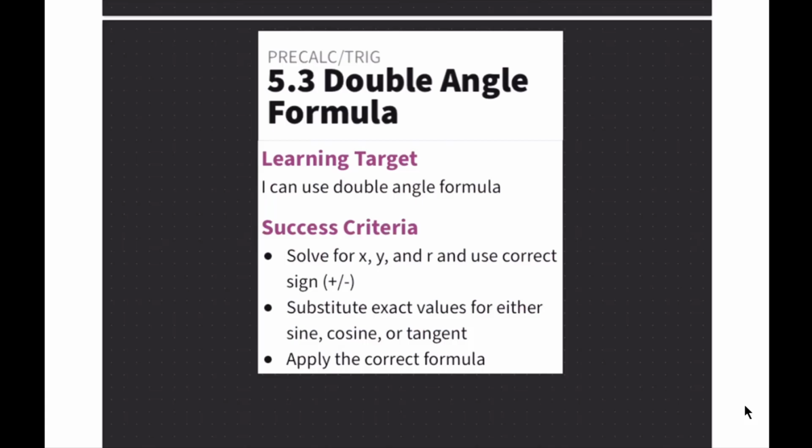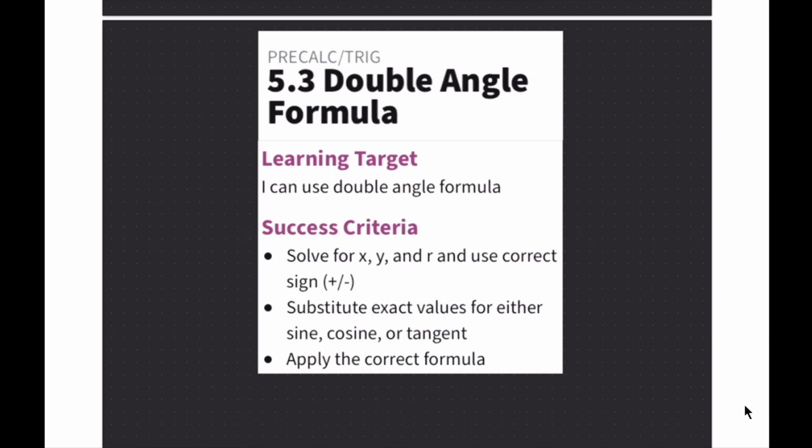Today we're going to look at our first half of section 5.3, which is the double angle formula. The second half has to do with half angle formulas, but today we're going to look at the double angle formulas. In order to be successful, we've been working on these for quite a while now, making sure that we are finding the X, the Y, and the R for our radius, making sure we're looking at those quadrants so we know the correct sign.